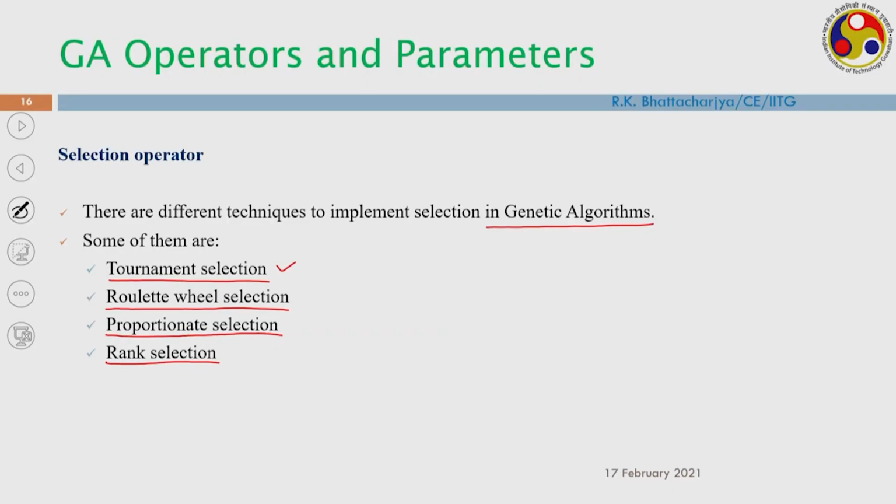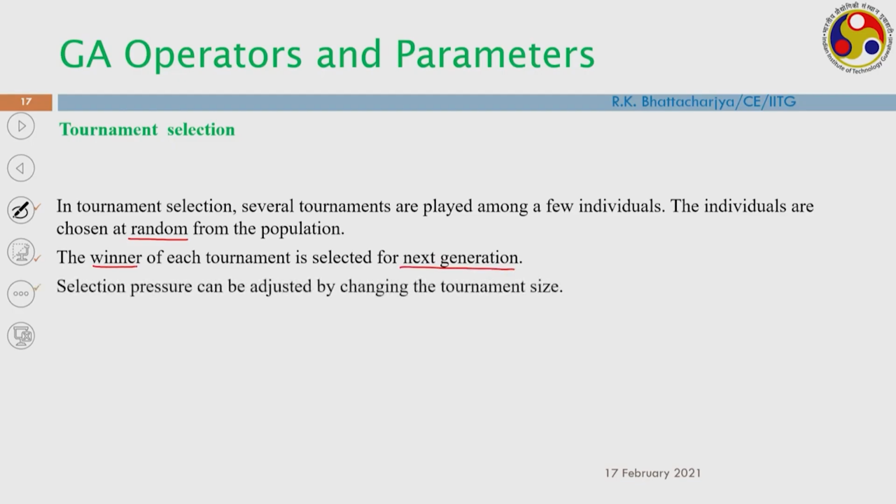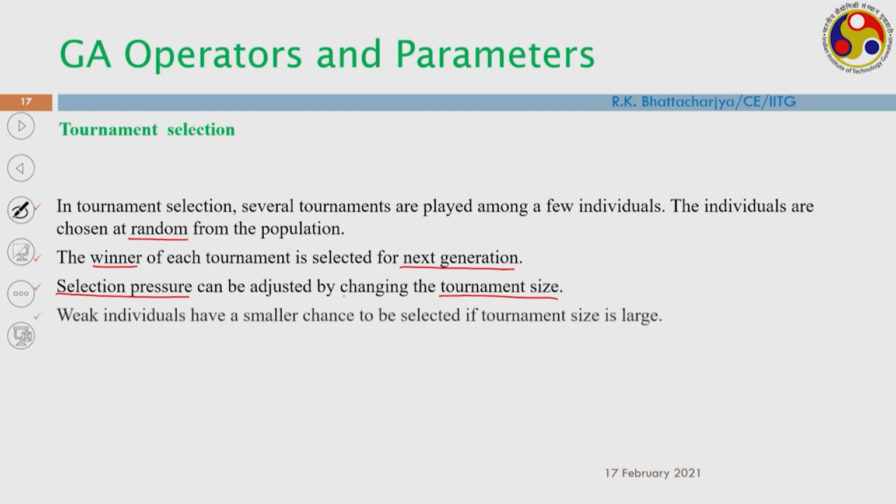So, let us discuss tournament selection. What is tournament selection? In tournament selection, several tournaments are played among a few individuals. The individuals are chosen at random from the population. The winner of each tournament is selected for the next generation. Selection pressure can be adjusted by changing the tournament size. I will discuss in detail what selection pressure is, and weak individuals have a smaller chance of being selected if the tournament size is large.